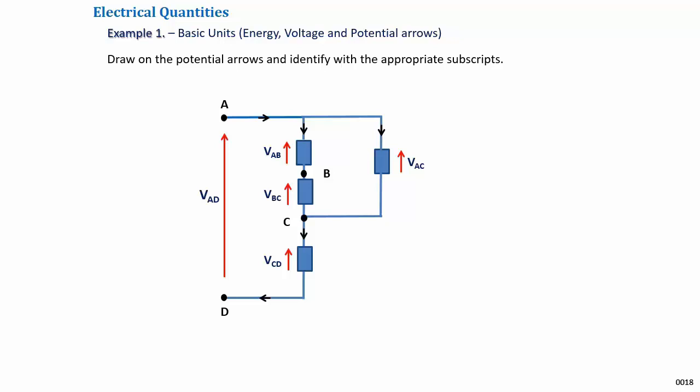Being able to accurately position the potential arrows and understanding the significance of the order of the voltage subscript notation is essential when using many of the electrical network theorems.